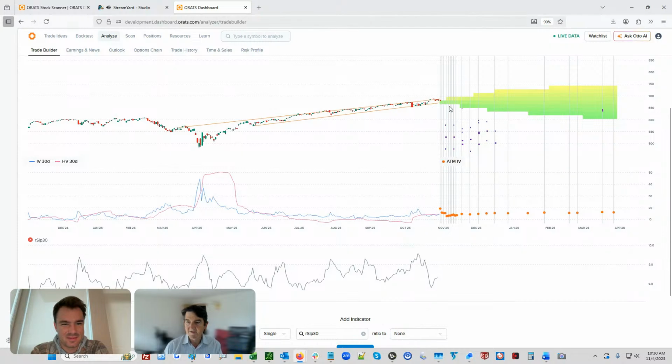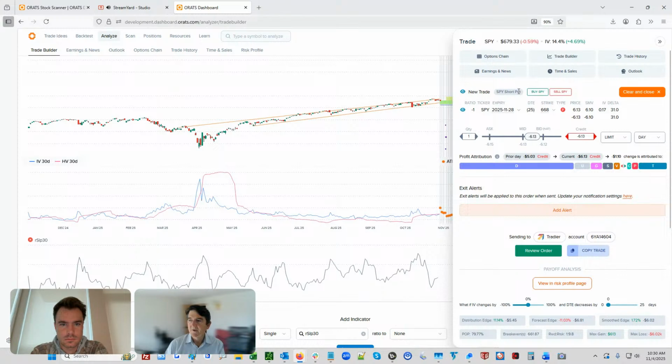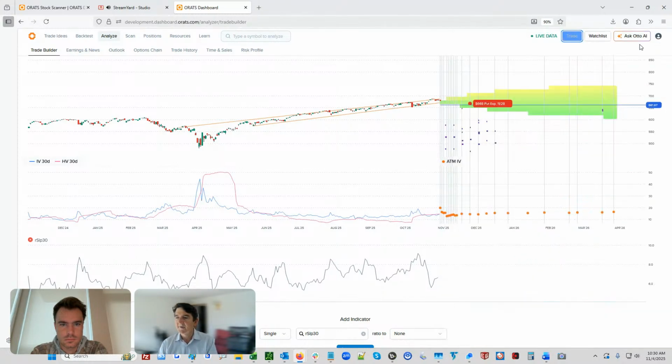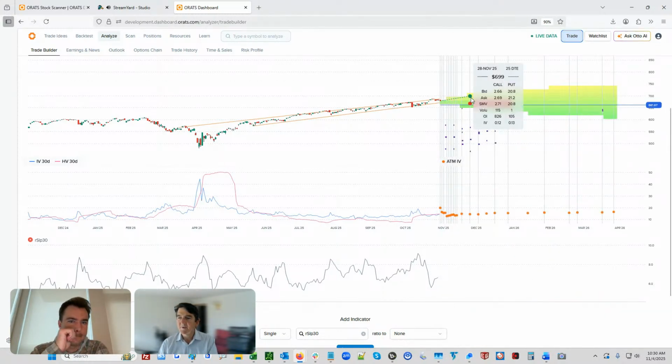I wonder if we could put a short put spread together here and see, like in the trade history, how it performed. That'd be cool. Yeah. So what is this? A 668? Let's sell this one, and then buy something up here.